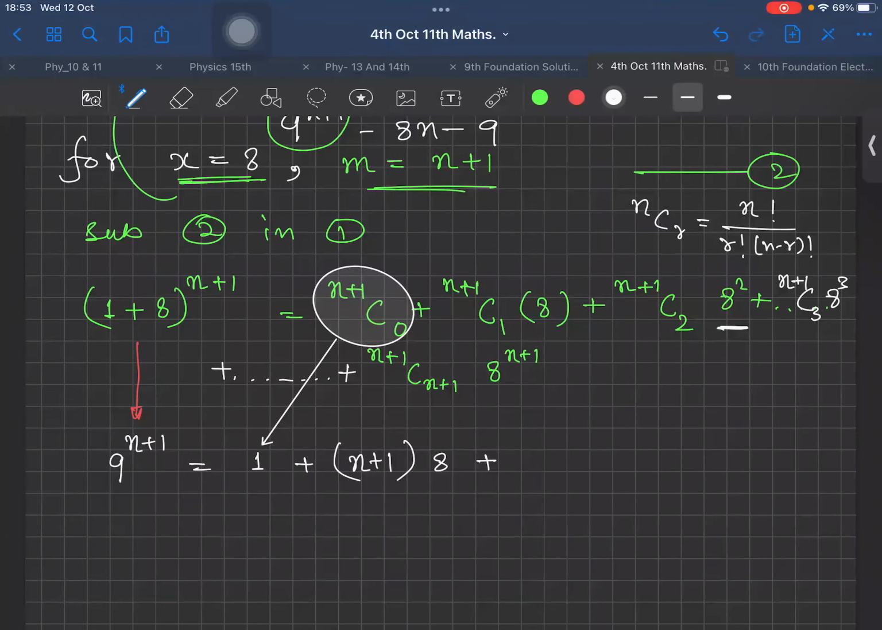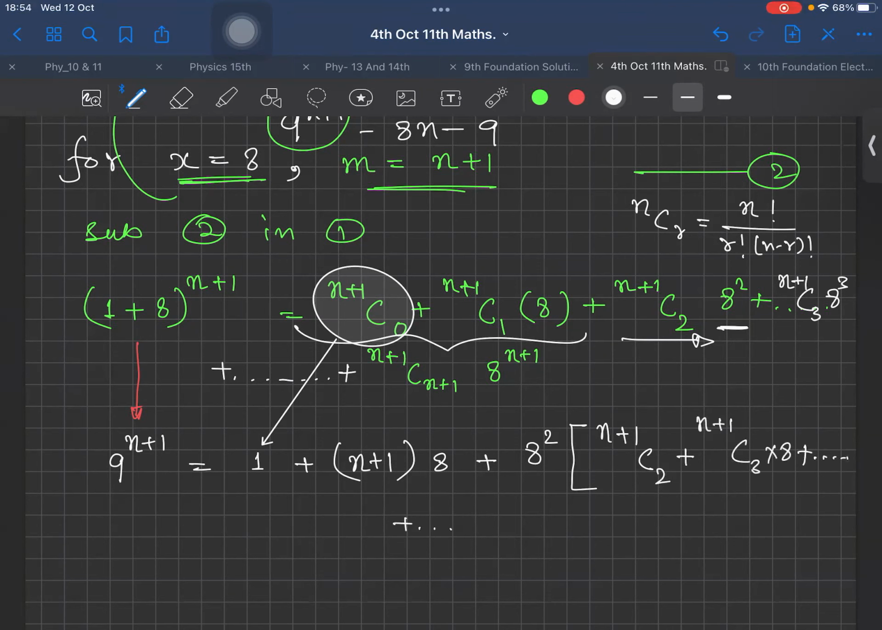So far, yes, sir. So what I'm doing, see, we have written these two terms. Now, why we are writing, I'll tell you. After all terms, we are taking 8 square as common. If you take 8 square common, what will remain? N plus 1 C2 plus what else? Next, it will be n plus 1 C3 into 8 and so on. And at last, we'll have n plus 1 C n plus 1 into 8 to the power of n minus 1.